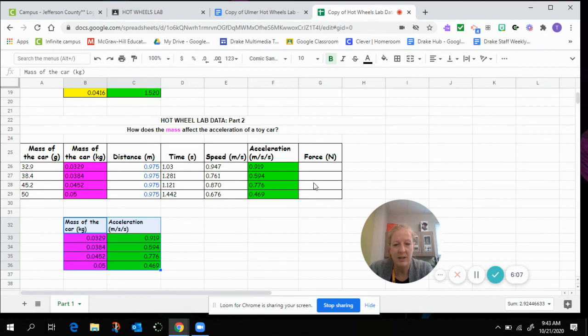Don't forget, you still have to calculate the forces here, even though we are not graphing the forces. So still multiply mass times acceleration. Make sure you're using the mass in kilograms, not the mass in grams.